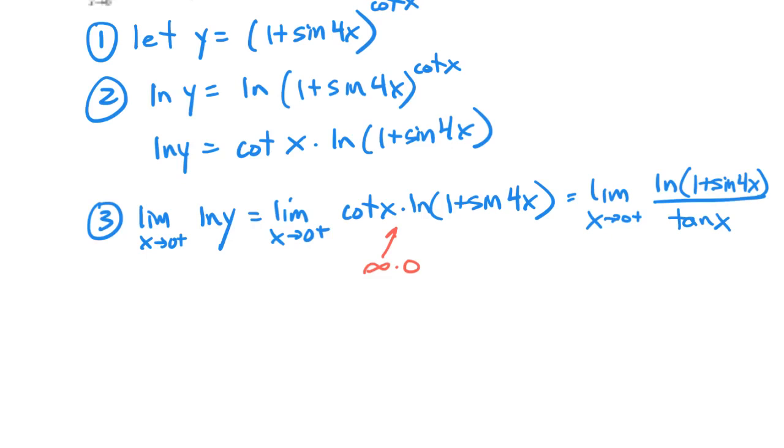But the nice thing about this is if we take the limit now, as x approaches 0, we're going to get the natural log of 1, which is 0, and tangent of 0, which is also 0, because remember, tangent is sine over cosine. So that's going to be 0 over 1, which is 0. So at this point, we have got 0 over 0, so we're ready to go. We can use L'Hopital's rule here.